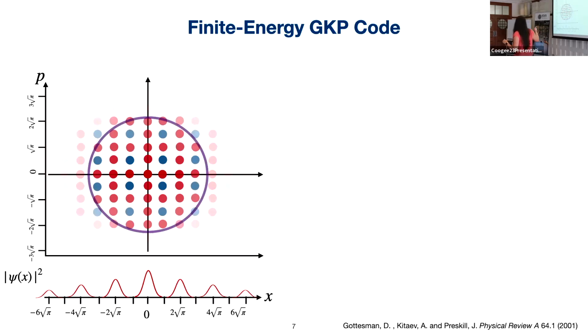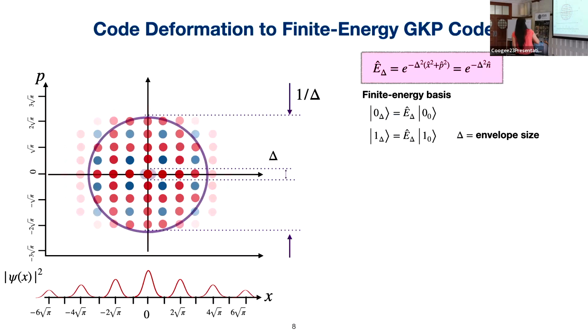So I would want to live within some finite radius circle of this sort. And that effectively changes your delta functions into Gaussian functions. Now, this code deformation from ideal GKP to finite energy GKP is given by this envelope operator, which is a non-unitary operation because essentially you're changing the energy of your system. It cannot be unitary, right?